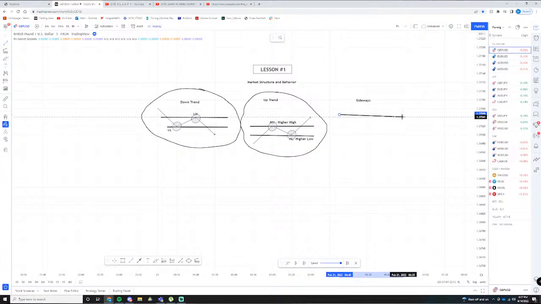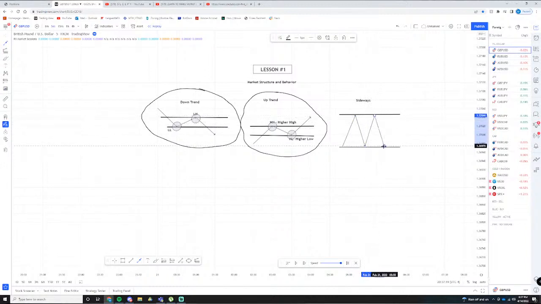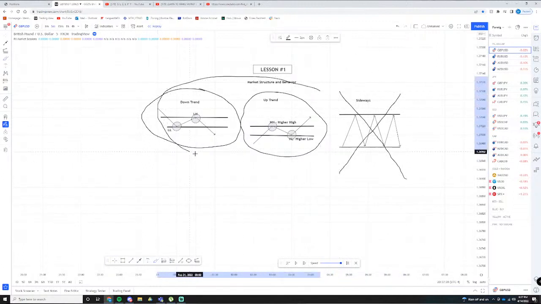These are called sideways moving markets, which you don't specify as a higher high or a lower high or a lower low, because all the market does is bounce between 2 levels. In this scenario, you want to stay out of the markets. You do not want to trade this. You want to trade these 2.